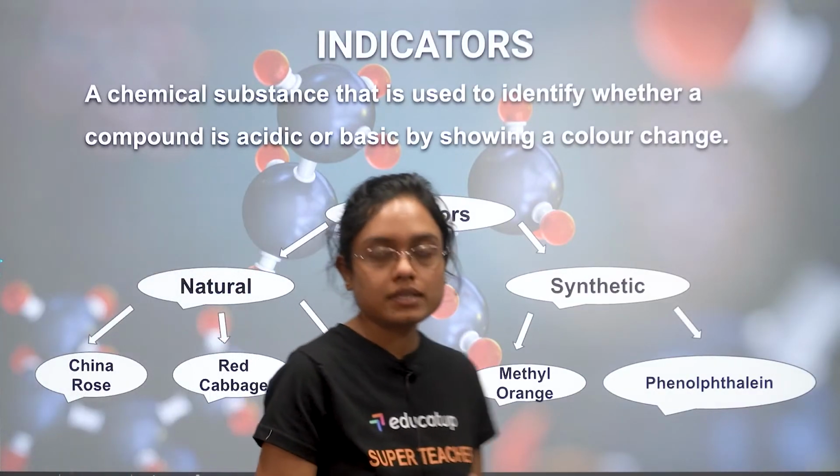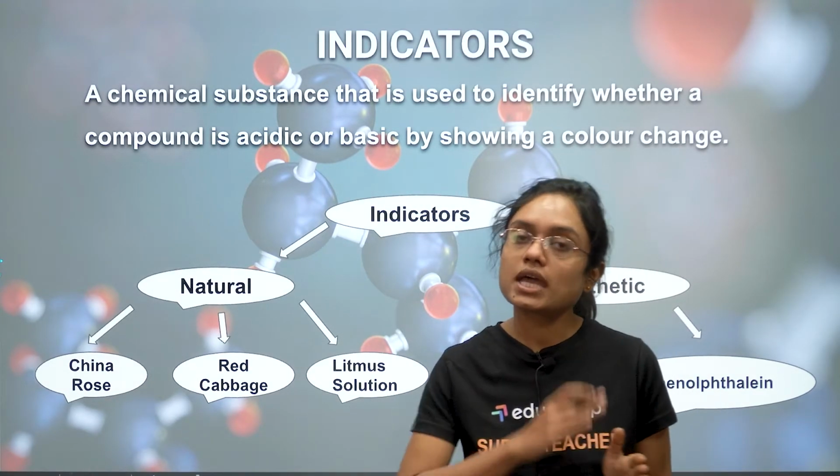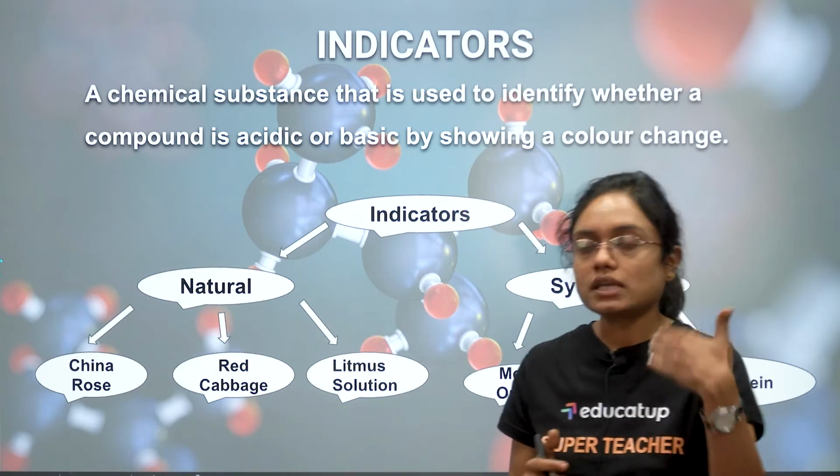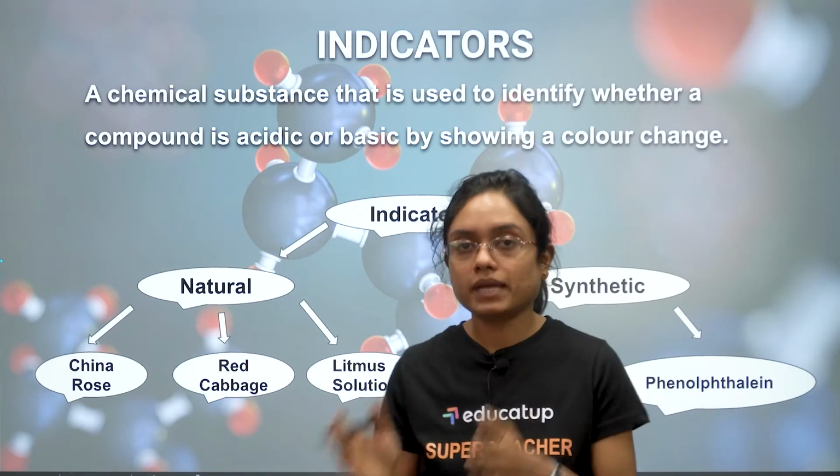Indicators. Now what are indicators? An indicator is a chemical substance, children, which helps you to identify whether a given product or a given material is acid or base.